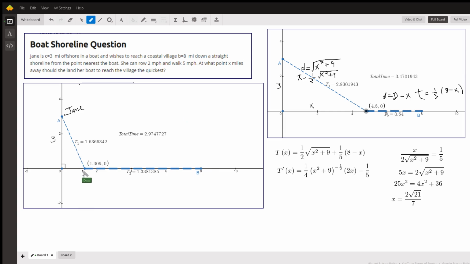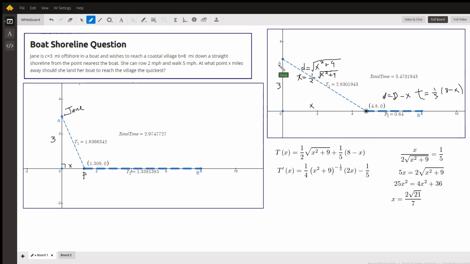And we want to know how far down the shoreline should she row to create the minimum time. Okay, and this diagram illustrates the point that she should row to, 1.309 miles downstream. Here's another diagram where this distance is 4.8.